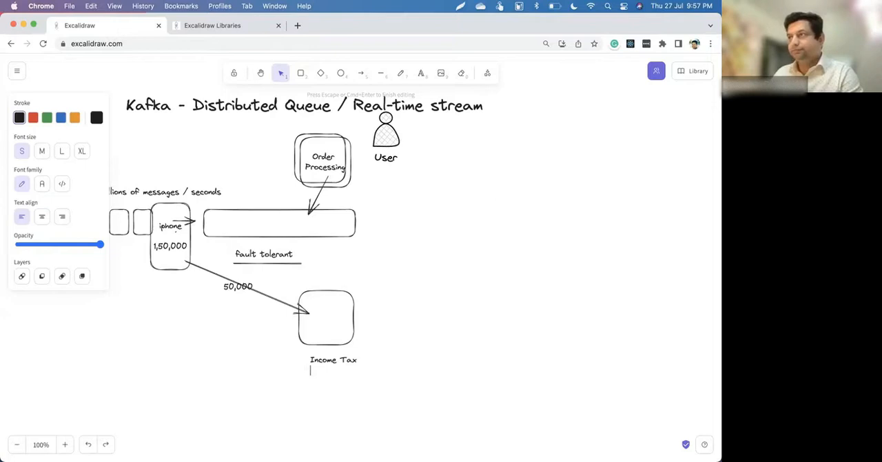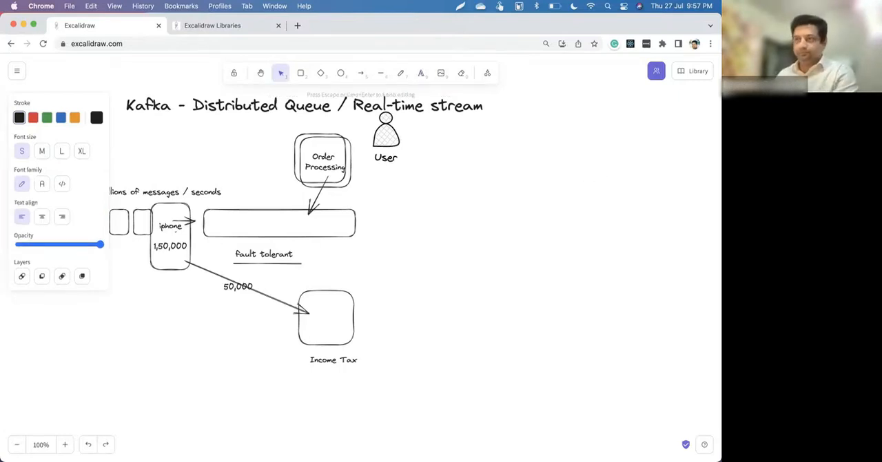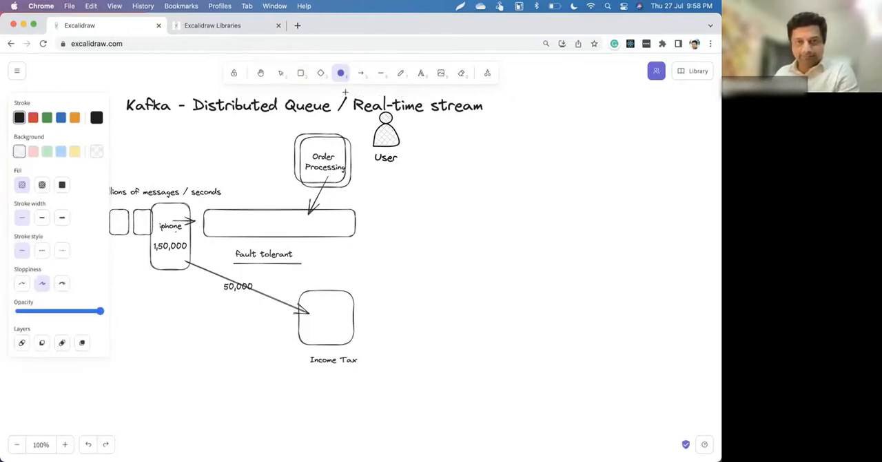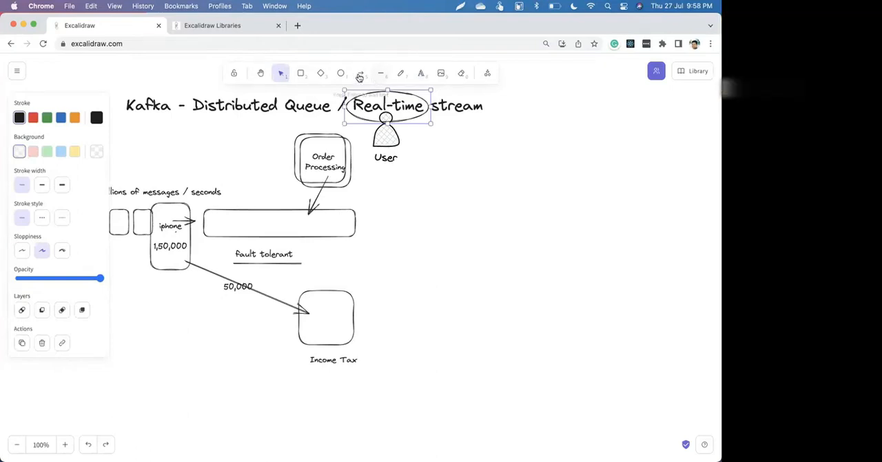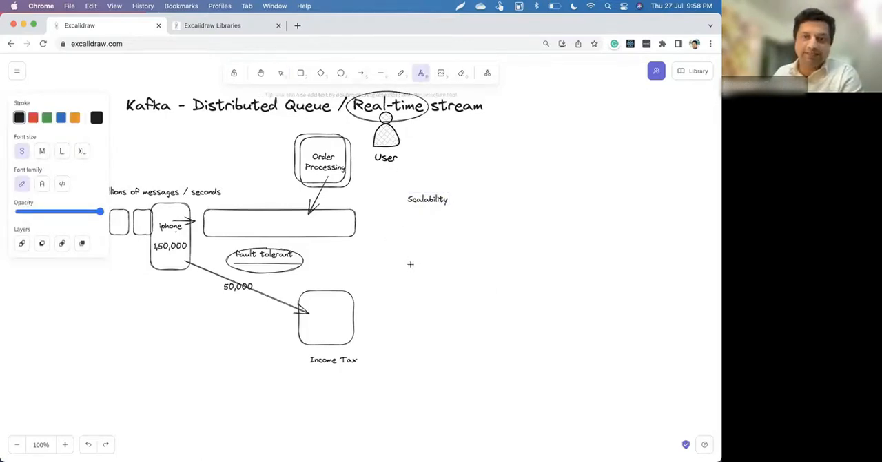So the advantages are, as I covered already: real-time processing, fault tolerance, scalability, and you also have persistence of messages.